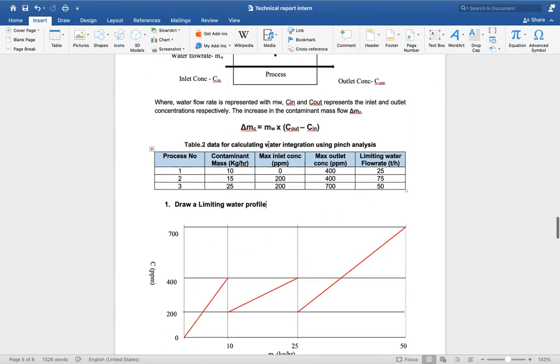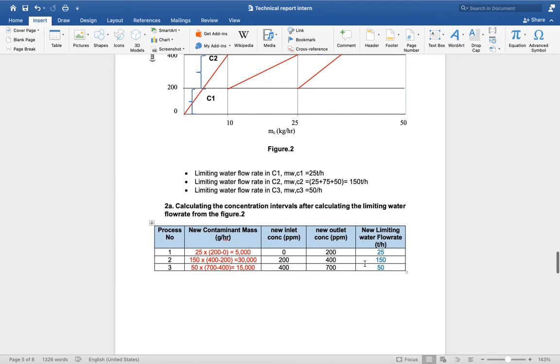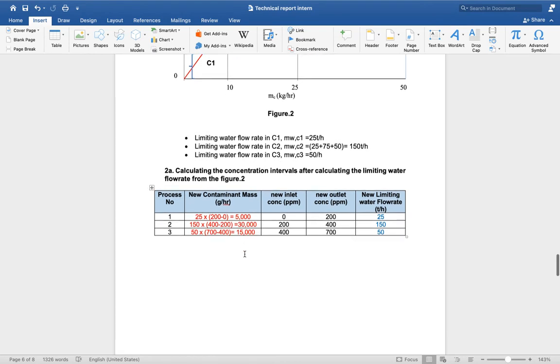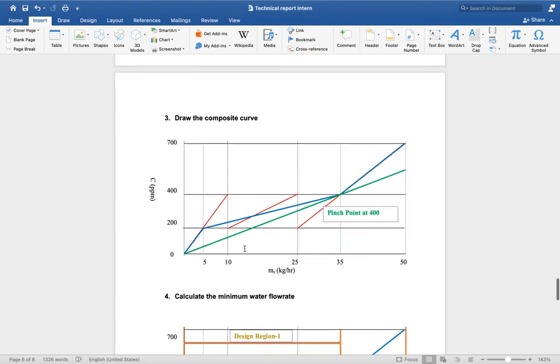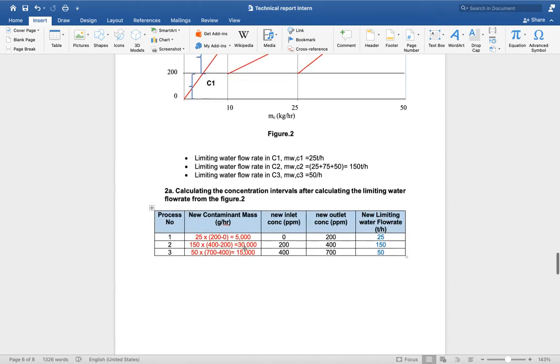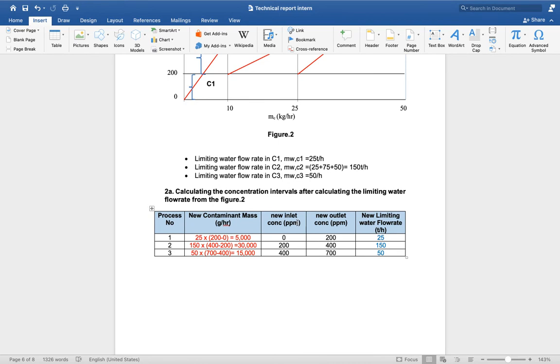We use this equation and we calculate the contaminant mass. That will be 25 times the concentration difference, so we'll get contaminant mass in grams per hour. After that, we just have to draw another graph for these new values.